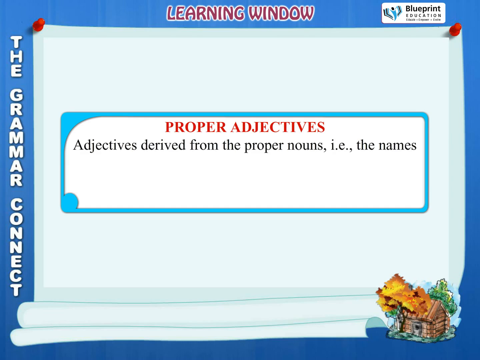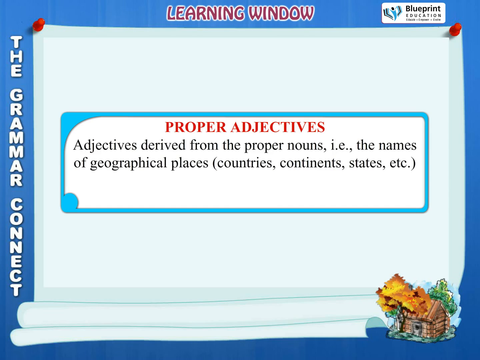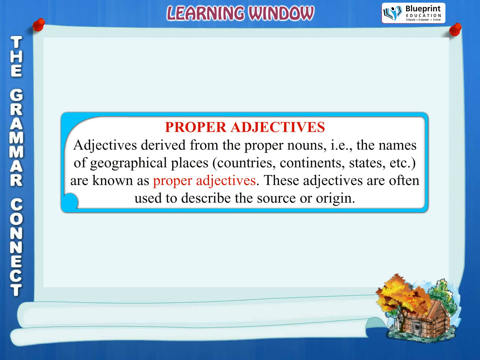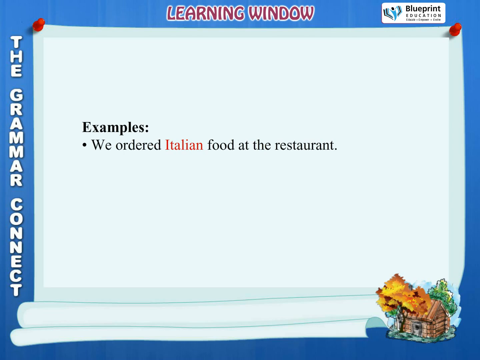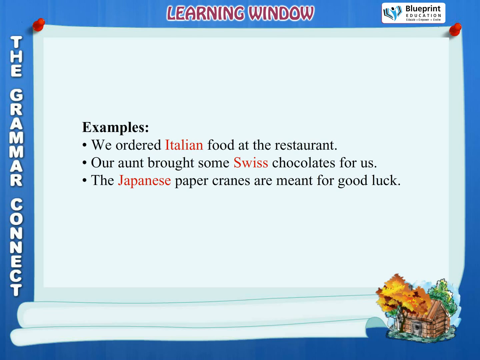Proper adjectives. Adjectives derived from the proper nouns, that is, the names of geographical places, countries, continents, states, etc., are known as proper adjectives. These adjectives are often used to describe the source or origin. Examples: We ordered Italian food at the restaurant. Our aunt brought some Swiss chocolates for us. The Japanese paper cranes are meant for good luck. The English Parliament is in session.